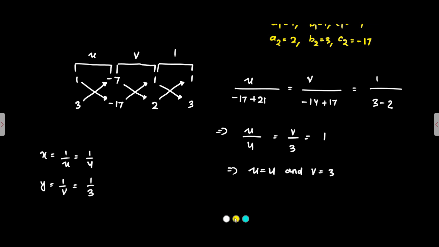So we have x is equal to 1 by 4 and y is equal to 1 by 3. This is the solution of the given set of linear equations in two variables using cross multiplication method.